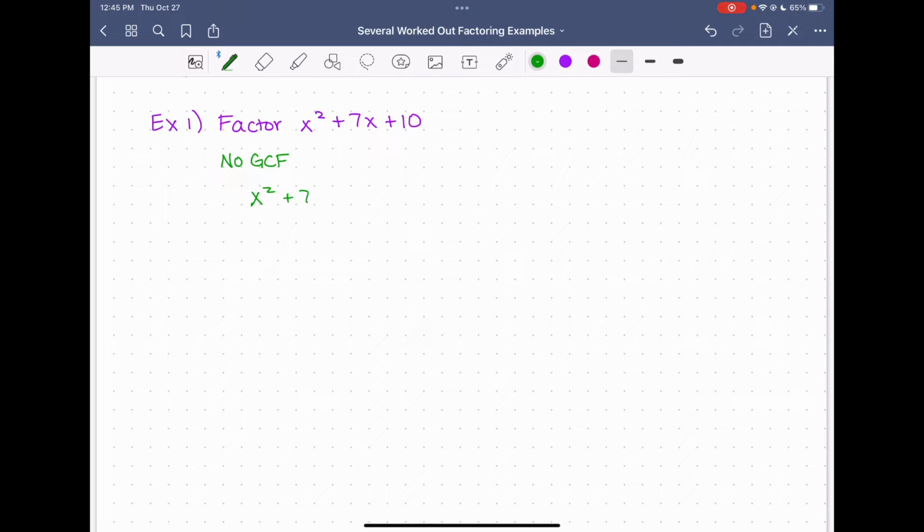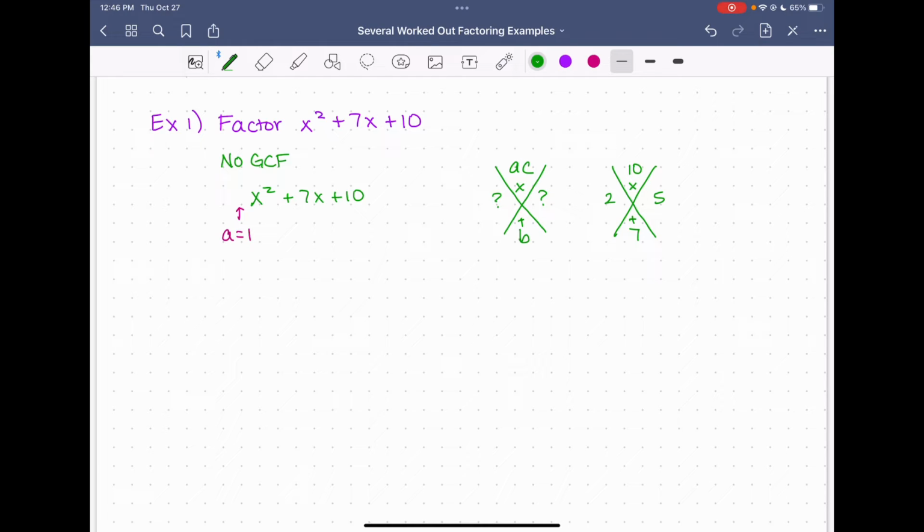So then the next thing is, does a equal 1 or not? And in this case, there's an invisible 1 right there. A equals 1. So that means we use the quicker version of the x, which was this. For our problem, a times c is 1 times 10, which is 10. B is 7. That goes at the bottom. So what two numbers multiply to 10 but add up to 7? And you're going to get 2 and 5. And then that's it. You're ready to write your answer.